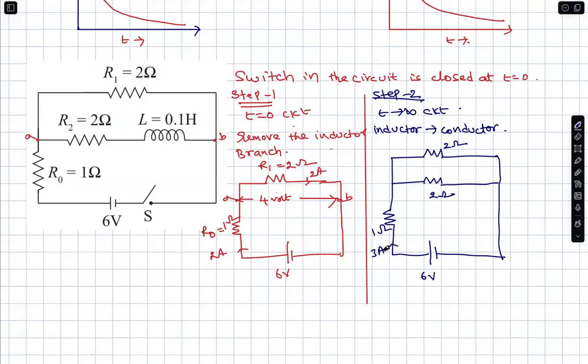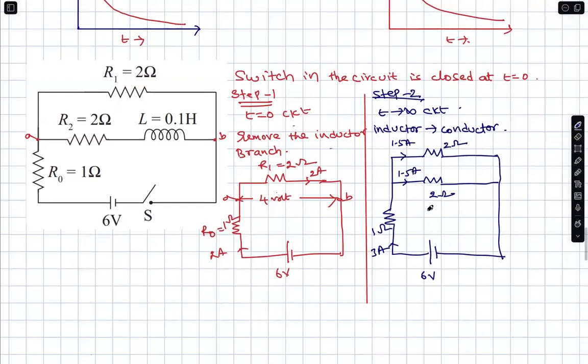You said this is 1 ohm and all together is 1 ohm. Total is 2 ohm. 6 volts source. 6 by 2, 3. So it goes as 1.5 amps. So therefore, what to understand here? Maximum current through L is 1.5 amps.